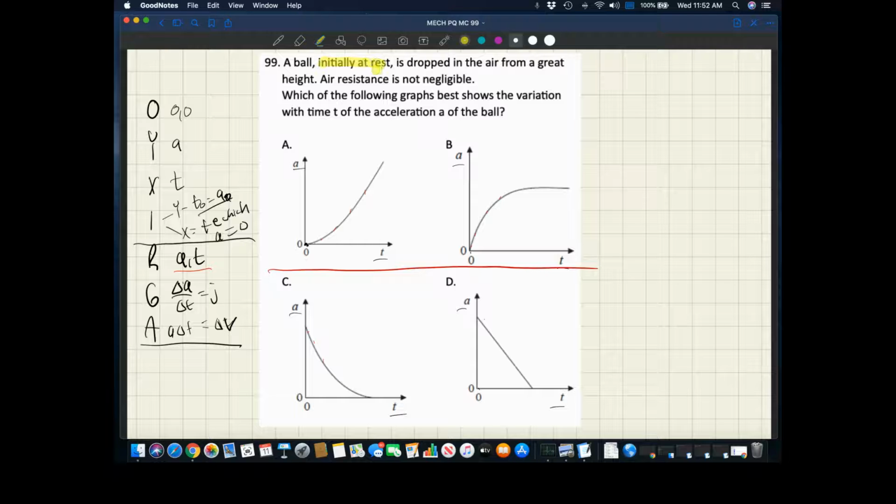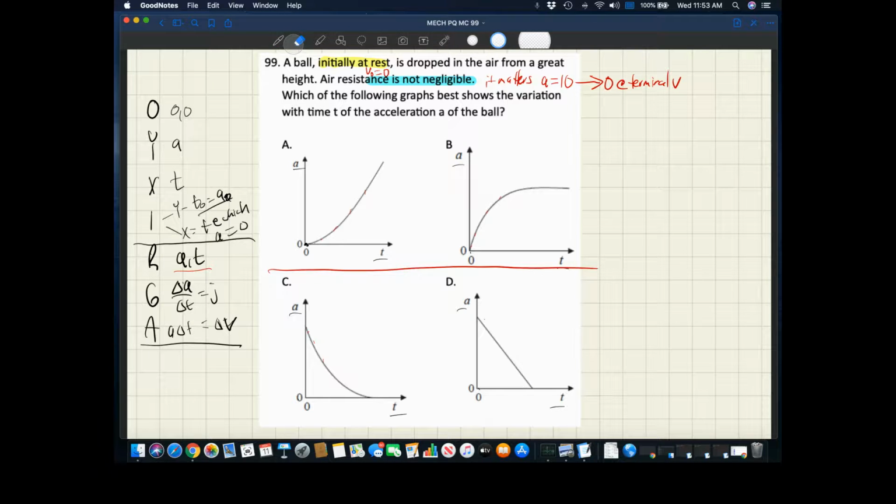A ball initially at rest, so that means V0 equals 0, is dropped from the air at a great height. Air resistance is not negligible, so air resistance then matters. And so something dropped is going to start out with an acceleration equal to 10, and if there's air resistance, if it goes long enough, the acceleration will end up being 0 at terminal velocity, which shows the variation in time of the acceleration of the ball.